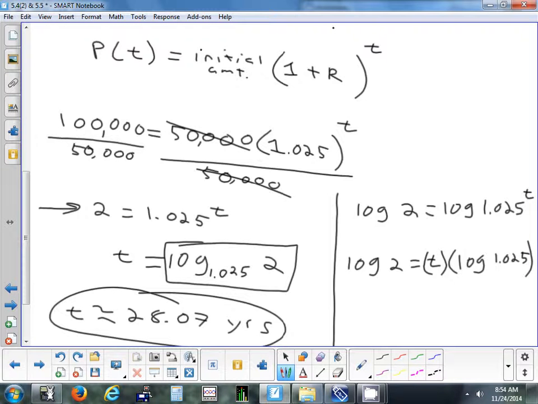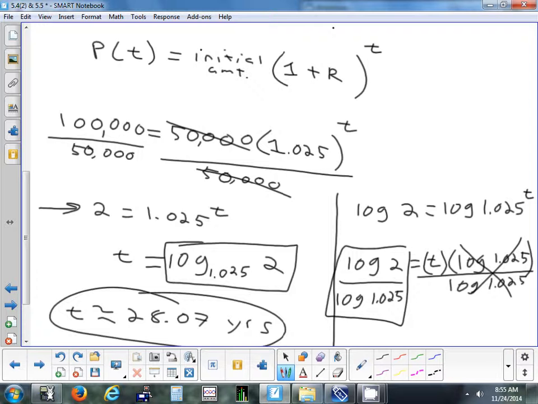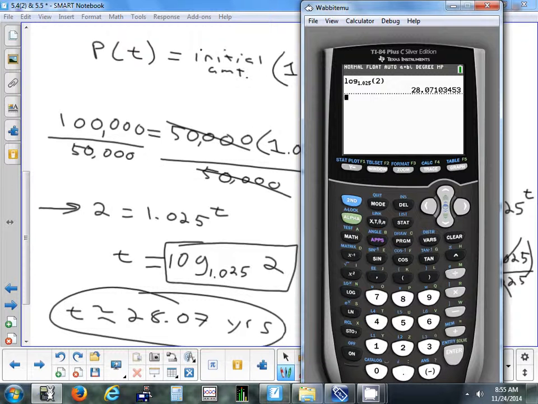And how would we undo multiplying by log 1.025? Remember, that's just a number. Yeah, you divide by the log of 1.025. So that cancels. And there's another way to get your answer. If you type in log of 2 divided by log of 1.025 on your calculator, you should get 28.07. And everybody has a button to do it that way. Just use your regular log button. When you type it in, make sure you use parentheses. And we get the same thing.